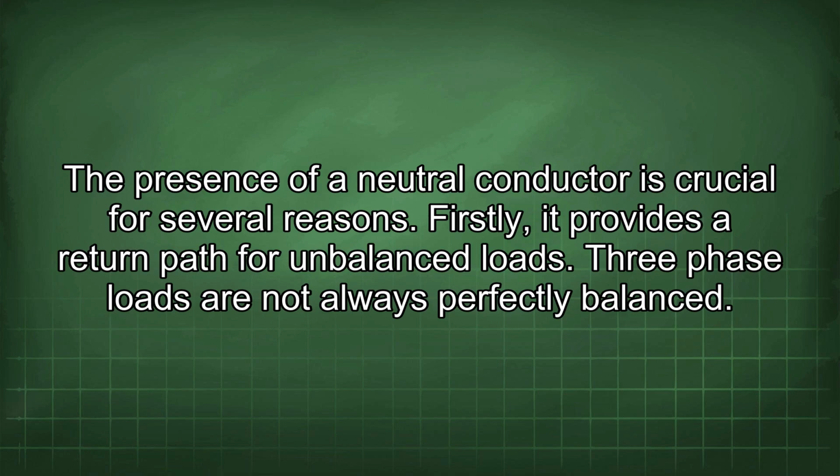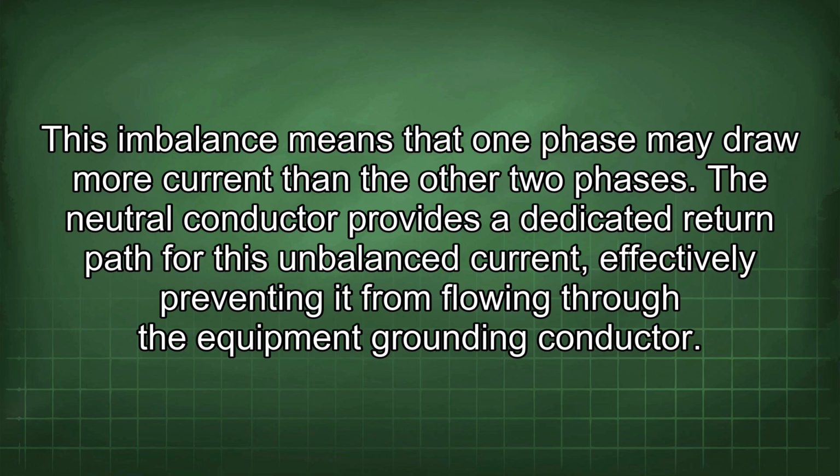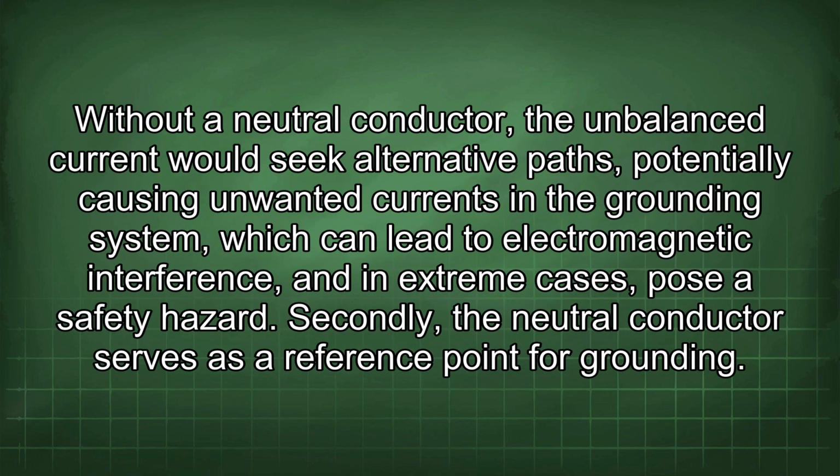Firstly, it provides a return path for unbalanced loads. Three-phase loads are not always perfectly balanced. This imbalance means that one phase may draw more current than the other two phases. The neutral conductor provides a dedicated return path for this unbalanced current, effectively preventing it from flowing through the equipment grounding conductor. Without a neutral conductor, the unbalanced current would seek alternative paths, potentially causing unwanted currents in the grounding system, which can lead to electromagnetic interference, and in extreme cases, pose a safety hazard.